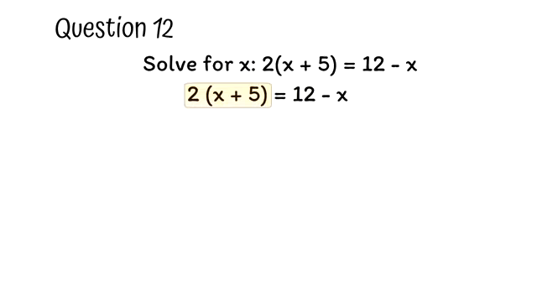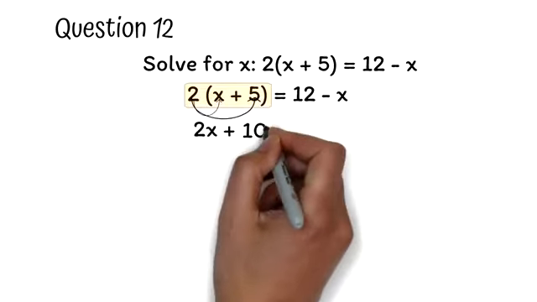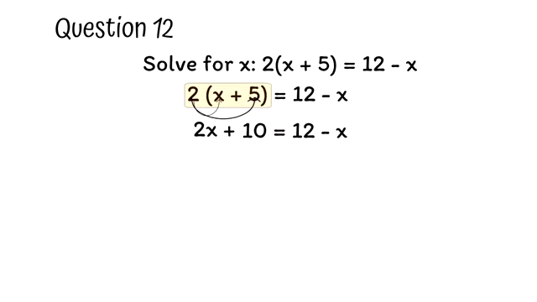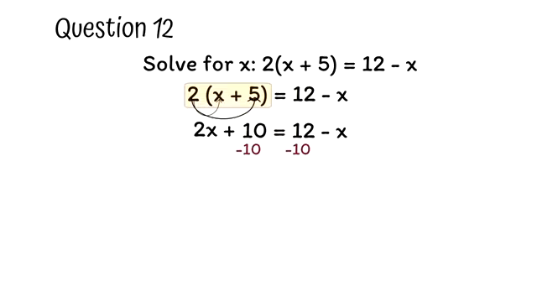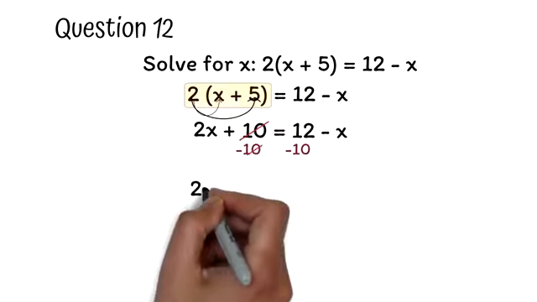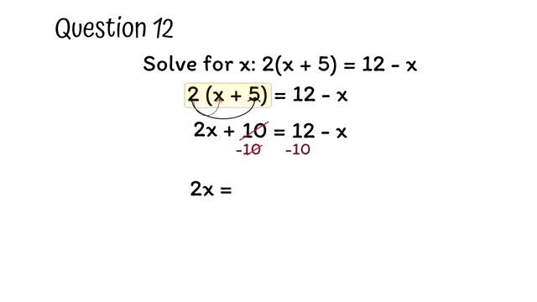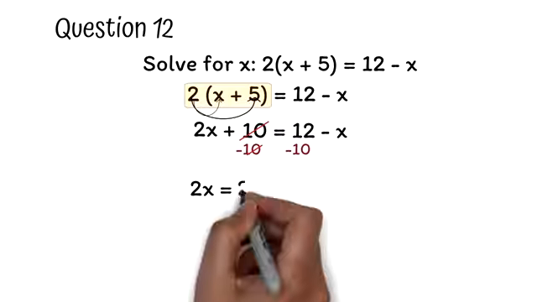So we have 2 multiplied by x to be 2x, and 2 multiplied by 5 to be 10. This equals 12 minus x. Now to find x, we can subtract 10 from the constant of both sides. At the left side of the equation, negative 10 will cancel 10, leaving 2x. And at the right side of the equation 12 minus 10 is 2.